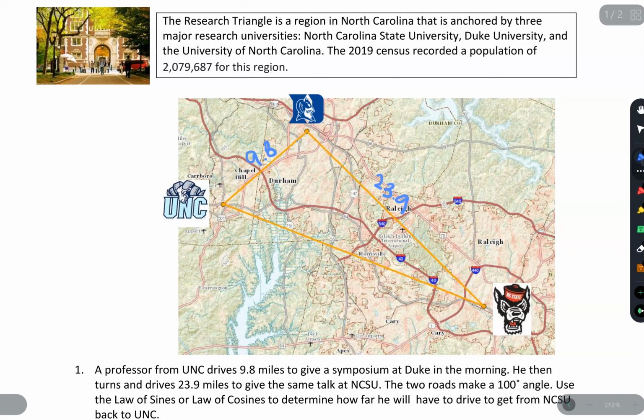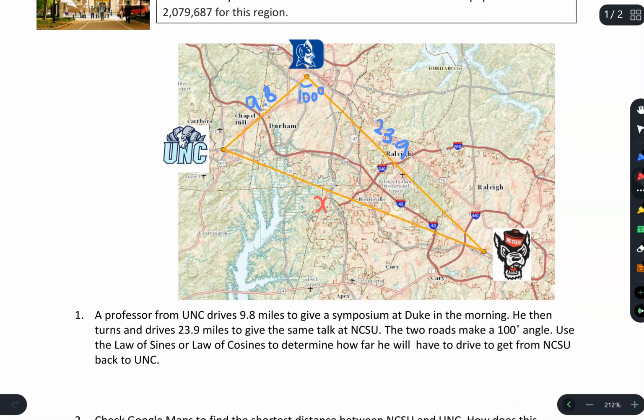So where's my angle here, the measurement here? It's going to be a measure of 100 degrees there. Use the law of sines or law of cosines to determine how far he will have to drive to get from NCSU back to UNC. So what am I looking for here? I'm looking for this distance here, that x. So am I going to use law of sines or law of cosines? Cosines, because I have a side, included angle, and the other side.